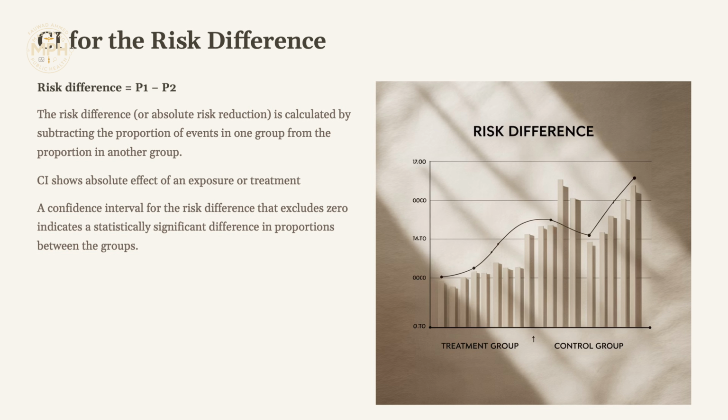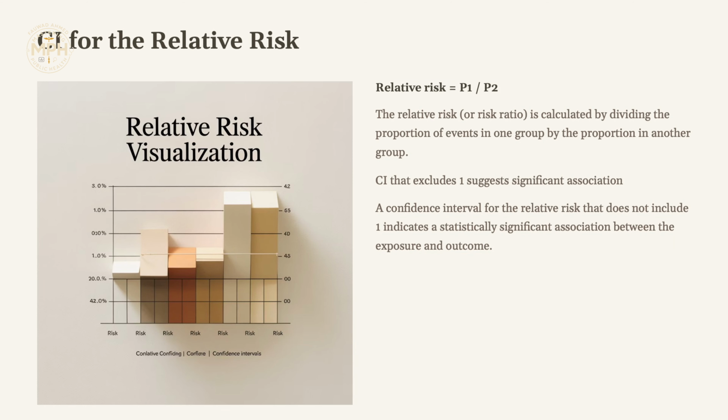Then add and subtract the z-score times the square root of each group's proportion times 1 minus the proportion, divided by its sample size. For example, if 10% of smokers and 2% of non-smokers develop lung cancer, the risk difference is 8%. The confidence interval helps determine whether this difference is significant or due to chance.